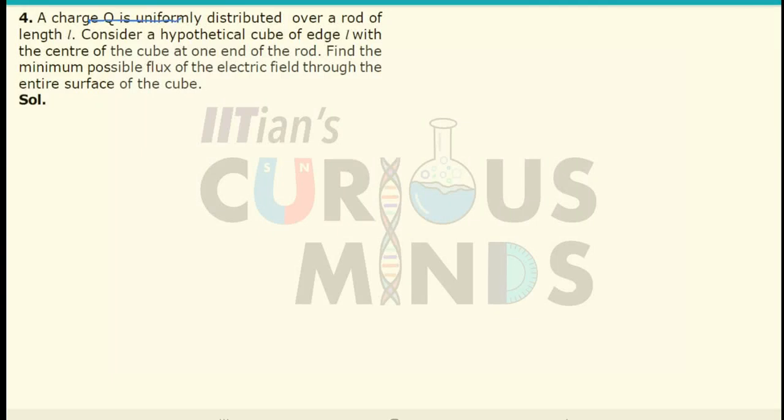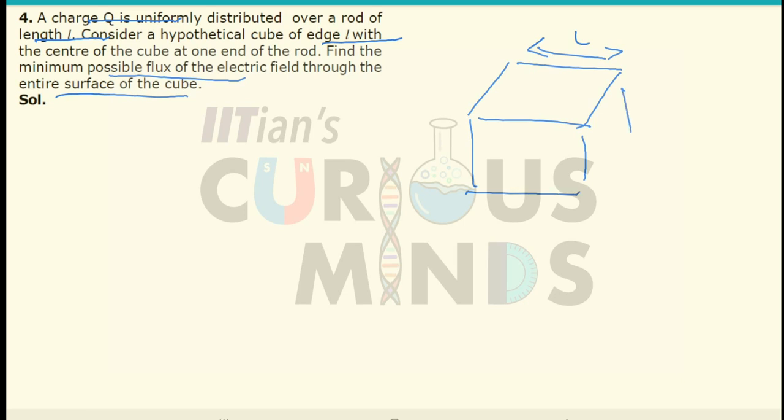A charge Q is uniformly distributed over a rod of length L. Consider a hypothetical cube of edge L with the center of the cube at one end of the rod. Find the minimum possible flux of the electric field through the entire surface of the cube. First of all, let me assume that there is a cube of side L.